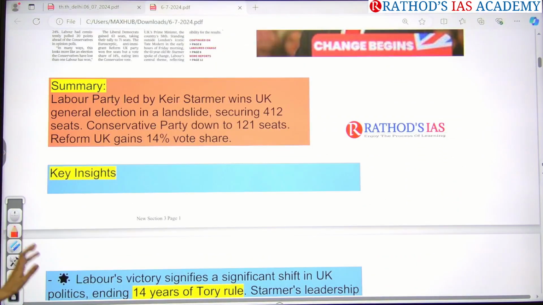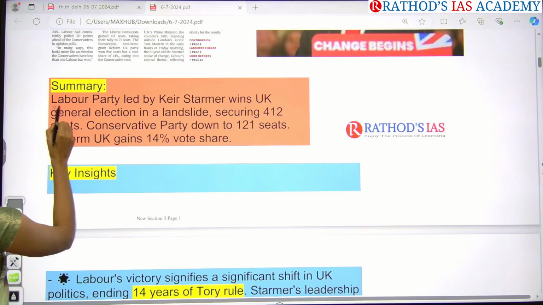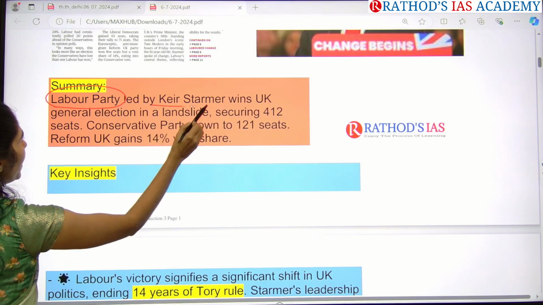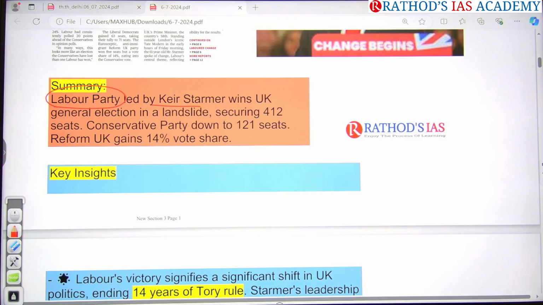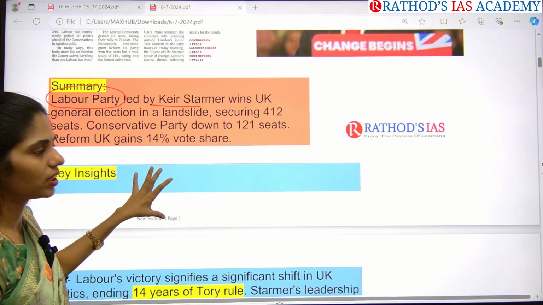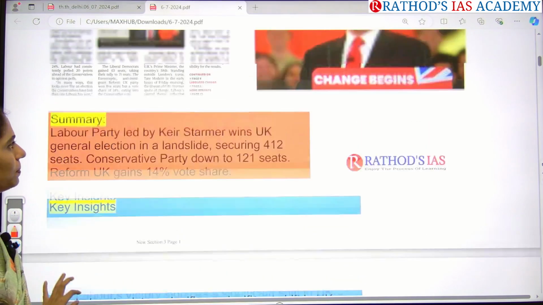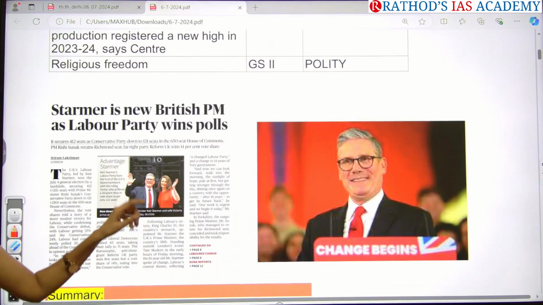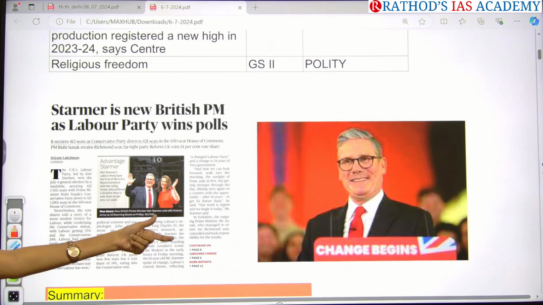Now let us see this article in detail. It says that the Labour Party, led by Keir Starmer, won in the UK general elections. This is the thing you have to see, and I want to show the person also so that you get an idea. He is the person who won in the UK.